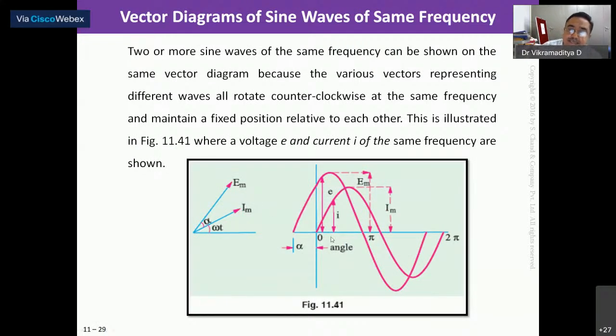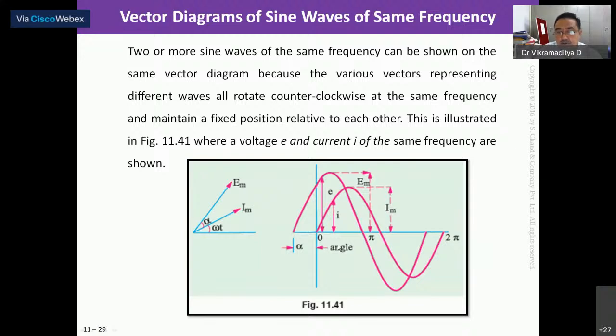So you can see, let us say two waveforms, one is the current waveform, another is the voltage waveform. You can see this is the voltage waveform, which is advancing by an angle of alpha. This is the reference I have taken, the current starting at t equal to 0, but this has started before it by an angle of alpha. So I will draw what will happen.